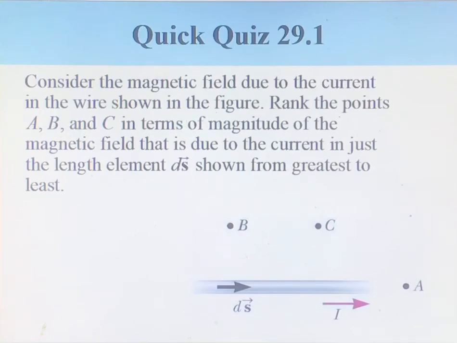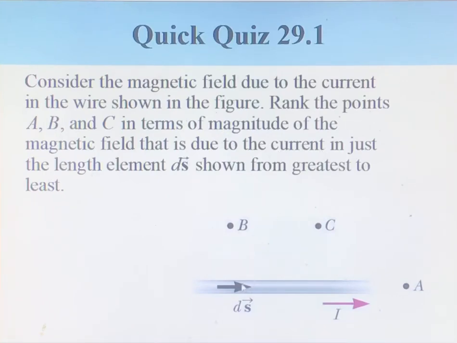All right, so this is a quiz. This is quiz number 29.1. It's a very interesting quiz. You have a straight conductor here, a straight wire that carries the current I, and all it's going to ask you to do is to rank the points A, B, and C in terms of the magnitude of the magnetic field that is due to the current.